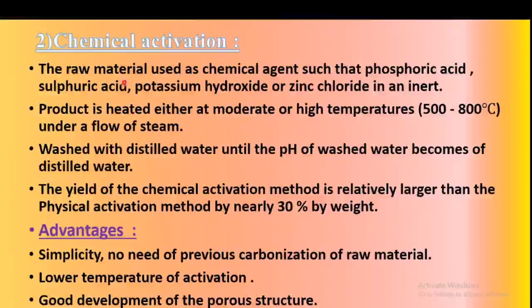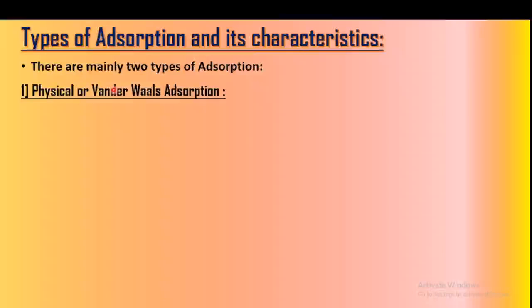So what are the different types of adsorption and its characteristics? There are mainly two types of adsorption. One is physical adsorption, also called van der Waals adsorption, and the second one is chemical adsorption or chemisorption.